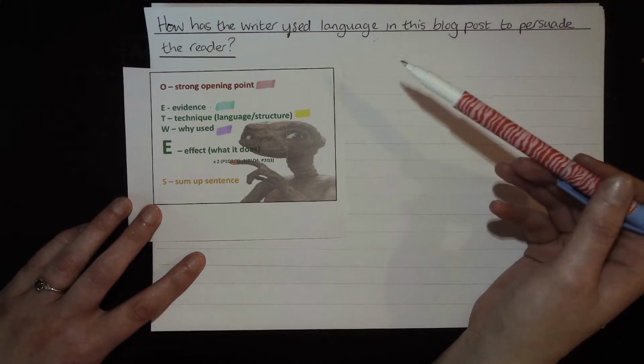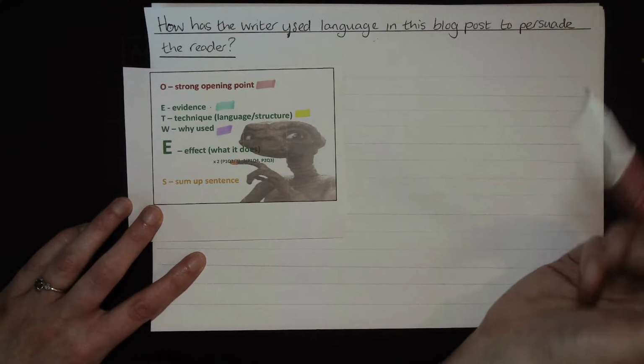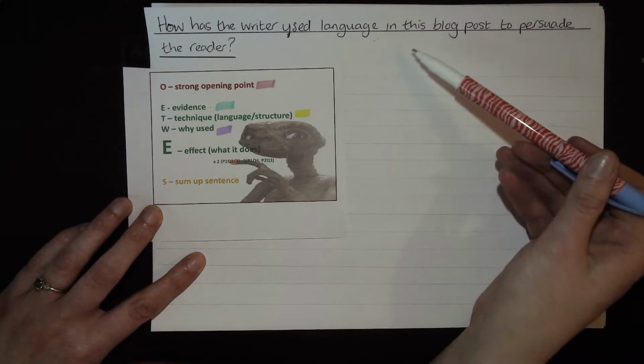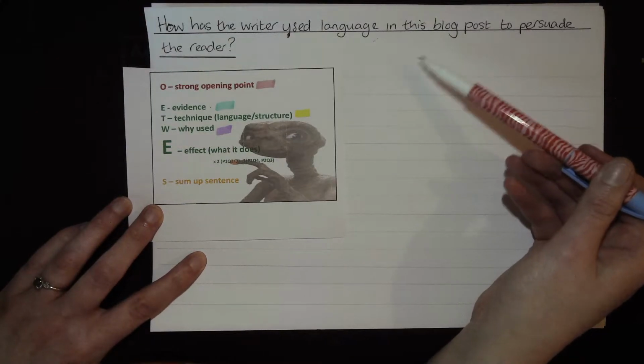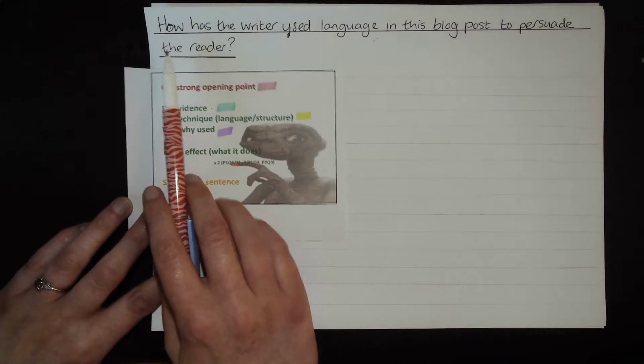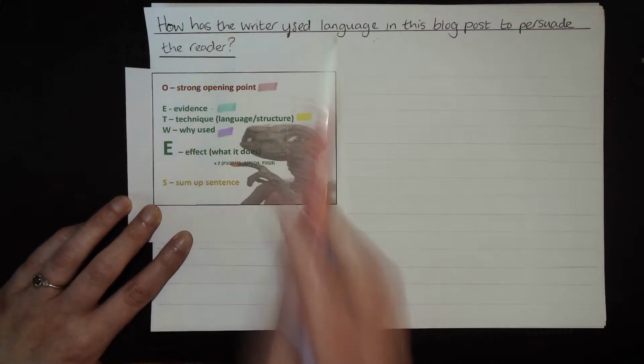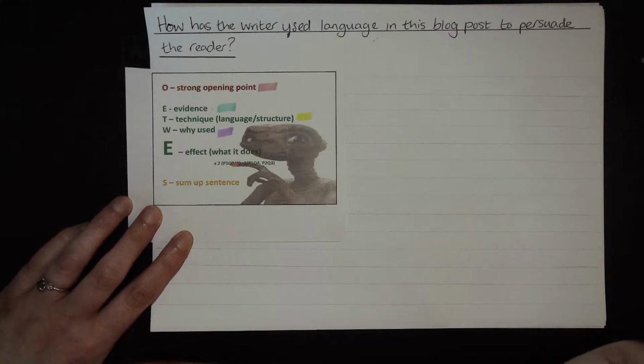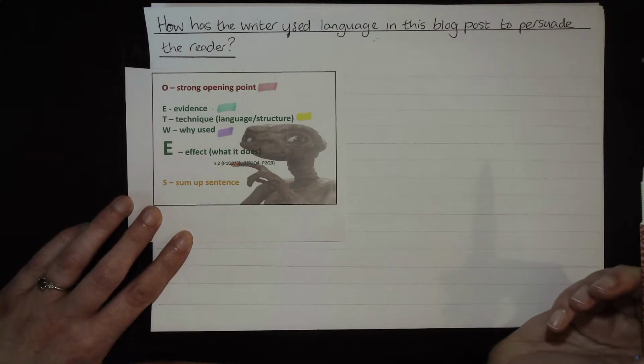So in this lesson, you have been given a question that we're going to focus on today. The question I've written at the top of this sheet of paper, and it's on your PowerPoint as well for your lesson, is: how has the writer used language in this blog post to persuade the reader?